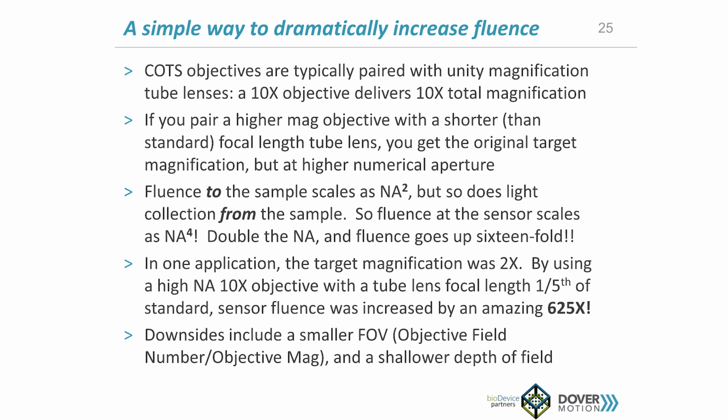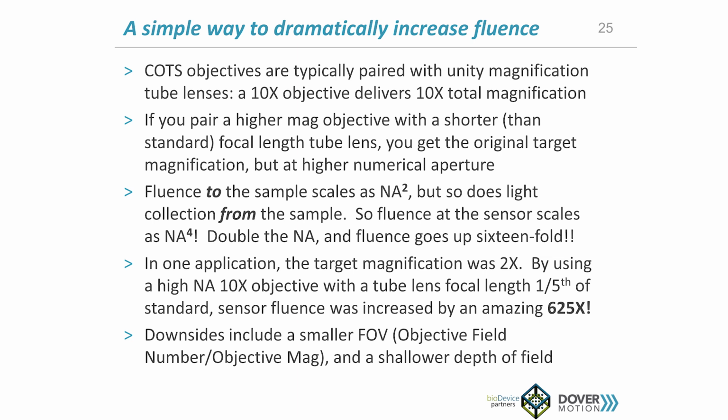For example, one of the reasons why you might want to change the focal length of the tube lens is to change the total magnification of the system to allow the use of an objective with a much higher NA. By using a much higher NA objective, you can increase the light both to and from the sample. Fluence to the sample scales as the NA squared, but so does the light collection from the sample. So fluence at the sensor scales as NA to the fourth. Basically, if you double the NA, the fluence goes up 16-fold.